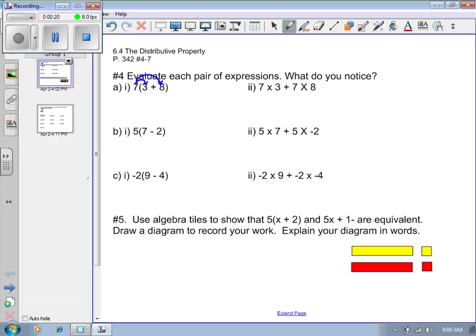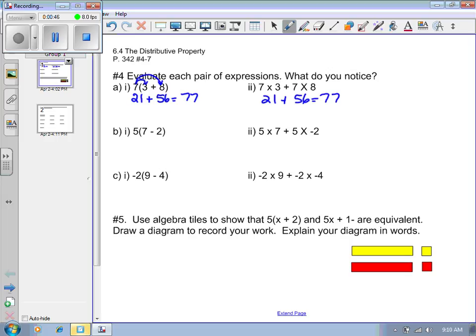So 7 times 3 gives us 21, excellent. 7 times 8, 56. Then we add those two together because they are like terms. 21 and 56, we can add them together and we get an answer of 77. When we take them apart, we go 7 times 3, we get 21. 7 times 8, we get 56, which gives us an answer of 77 again.